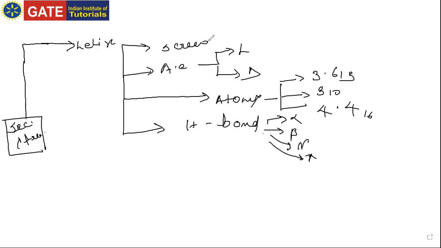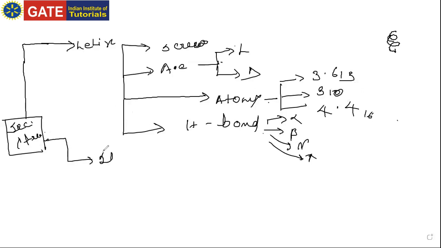So helix basically is divided by screw. On the basis of amino acid, helix is divided into levo and dextro. On the basis of atoms, helix is divided into three parts. What is the meaning of 3.6? In that helical structure, 3.6 turns will be there and 13 atoms. 3-10 means 3 turns and 10 atoms. 4.4 means 4.4 turns and 16 atoms. I will discuss this later with an example.